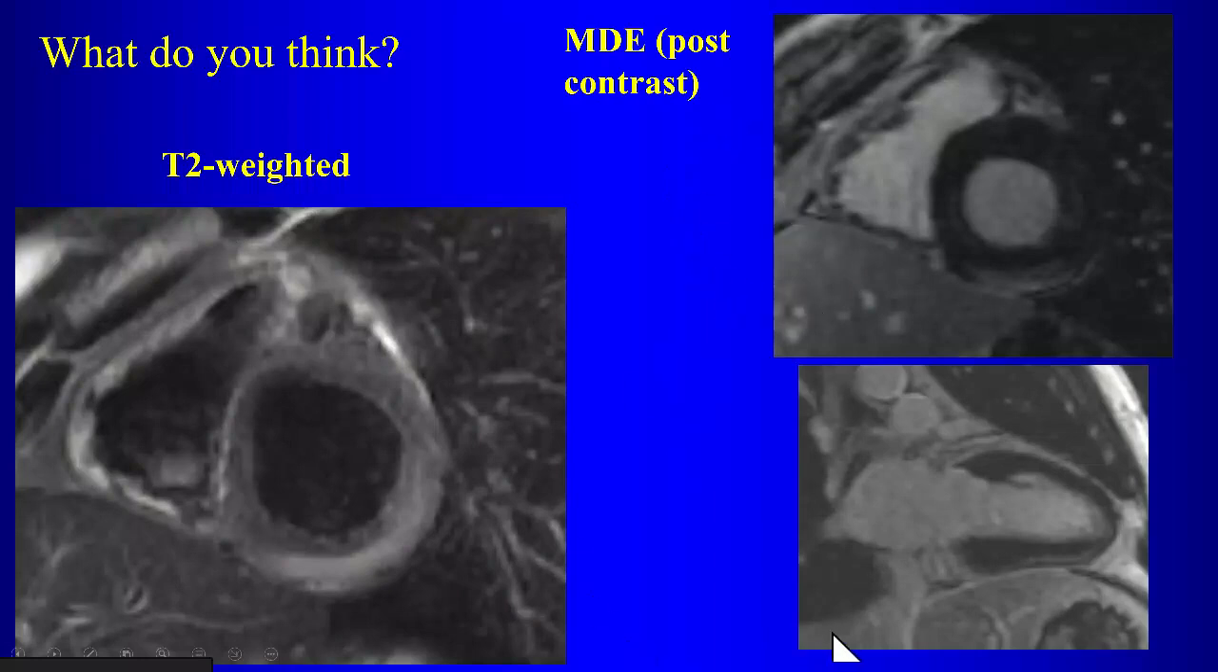And what kind of view is this over here? Well, how many chambers do we see? Two chambers, right? So that's a two-chamber view. So what's abnormal on the T2 weighted image? What are we looking for on T2 weighted images? What do we look for?